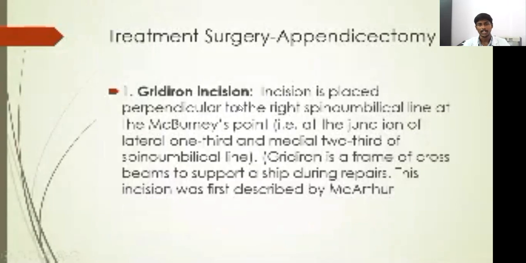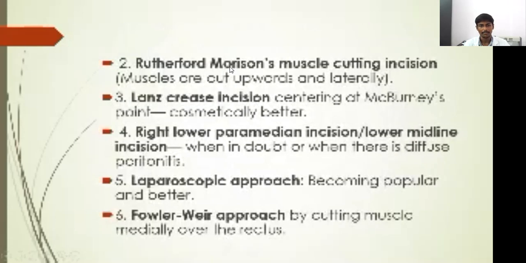And about treatment, surgical procedure, gridiron incision. The incision is placed perpendicular to the right spino-umbilical line, that is, perpendicular to McBurney's point at the junction of lateral 1/3 and medial 2/3 of the spino-umbilical line. Gridiron is a frame of cross beams to support a ship during repairs. This incision was first described by McArthur.